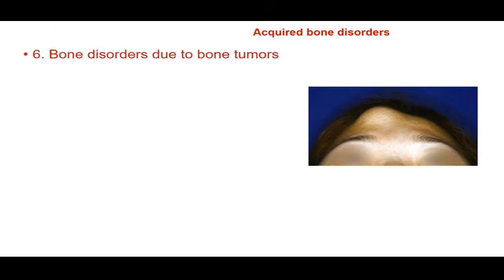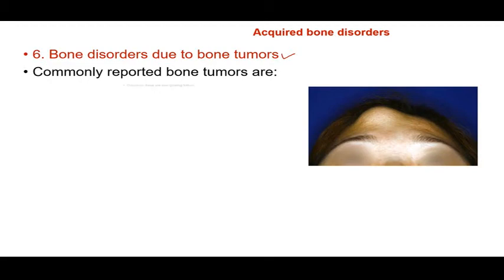Sixth is the bone disorders due to bone tumors. Bone tumors are diverse in their gross morphological features and range in their biological potential. They may remain unnoticed or may be fatal. Most bone tumors are classified according to their origin. Hemopoietic bone tumors are 40%, chondrogenic are 22%, and osteogenic are 19%.